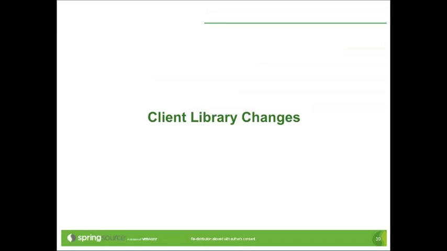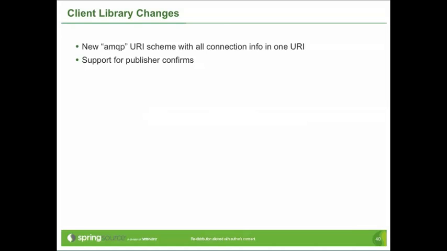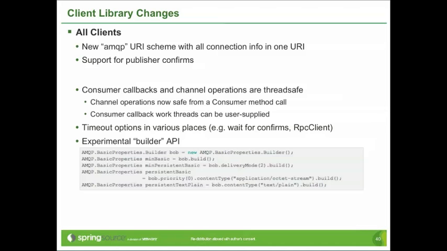So as we approach the end here, we'll look at some of the things that have changed in the client libraries. There's a new AMQP URI scheme, which has all the connection info in one URI. This may be more concise than using the various getters and setters on the config objects in the previous APIs. The official clients now support publisher confirms.